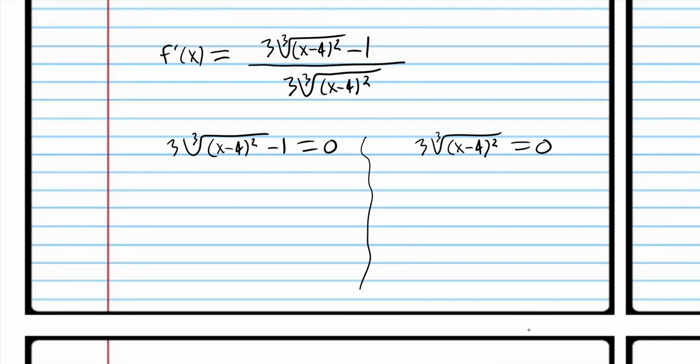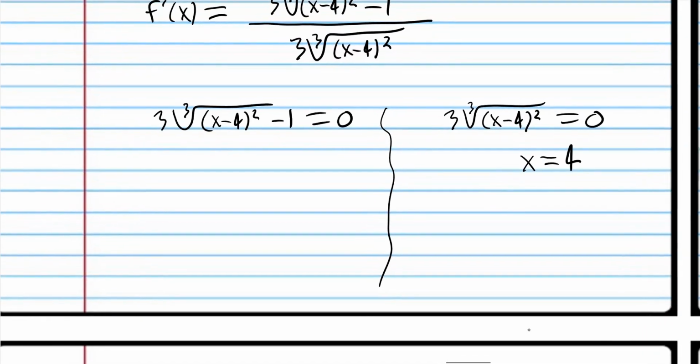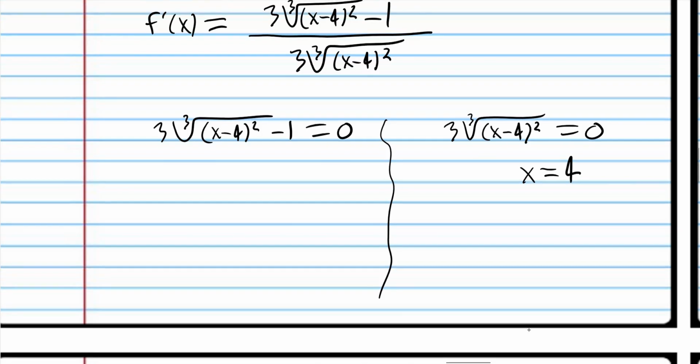So we can see pretty clearly that x equals 4 is going to make this expression 0. You can do all the math on that if you want to. You just divide by 3 to get rid of that, cube both sides of the equation to get rid of this, and then square root both sides of the equation to get rid of that, and then add 4 to both sides of the equation. But that would just take forever. It's not really necessary to do that. You can see what x value is going to make that equal to 0.